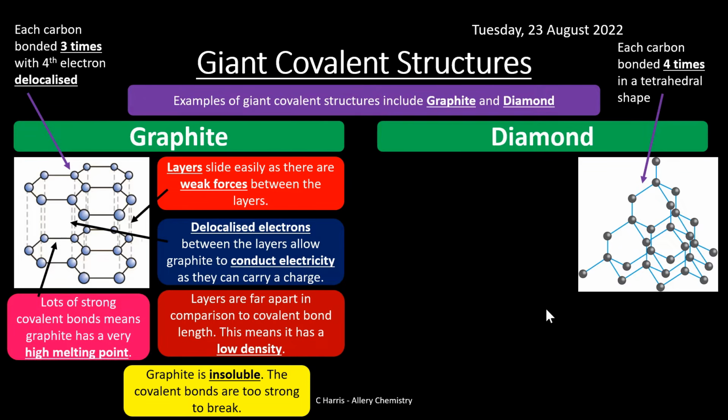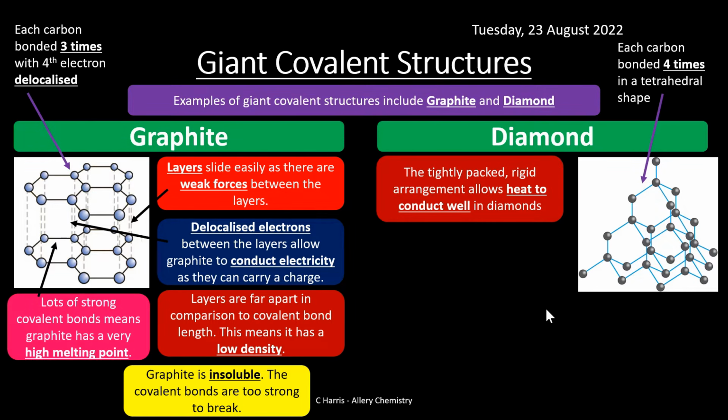In this case, it bonds 4 times in a tetrahedral shape, and obviously you've seen tetrahedral before, just before when we looked at the bond angles, or the shapes of the molecules. Their tightly packed, rigid arrangement allows heat to conduct well in diamonds, so they're pretty useful. They're used in circular saws and drill bits and bits like that in the construction industry.